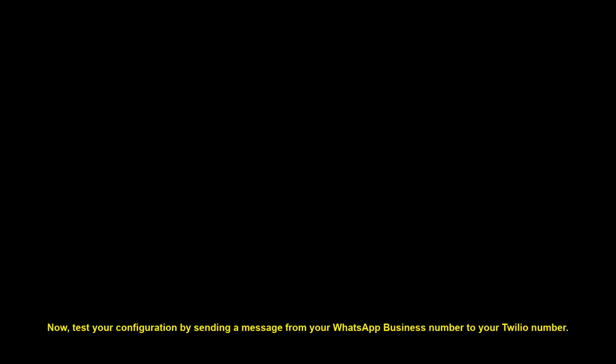Now, test your configuration by sending a message from your WhatsApp business number to your Twilio number. Monitor the Twilio console for incoming messages to verify that everything is functioning correctly. Finally, update your marketing materials and inform customers about your new WhatsApp contact through Twilio. Make sure to monitor and respond to messages to maintain customer engagement.